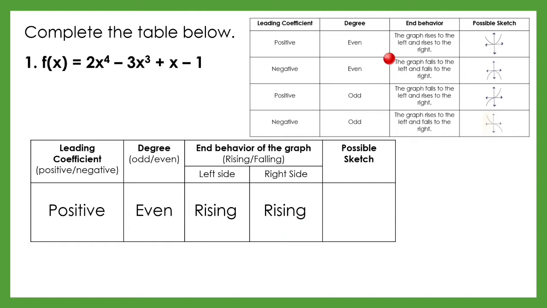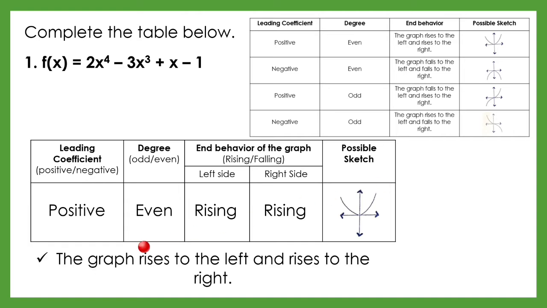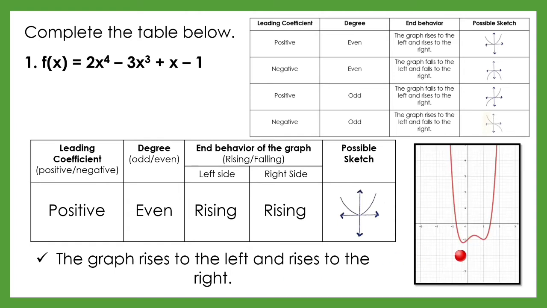Kokopyahin natin yung possible sketch. Ito. Okay. So, kung mapapansin natin, rising to the left and rising to the right. Ang end behavior, the graph rises to the left and rises to the right. So, ipakita natin yung actual na graph ng ating polynomial function. So, this is the actual graph. Kung mapapansin natin, so nagra-rise sa left and then nagra-rise sa right. Okay, nasusundan ba? Let's have another example.